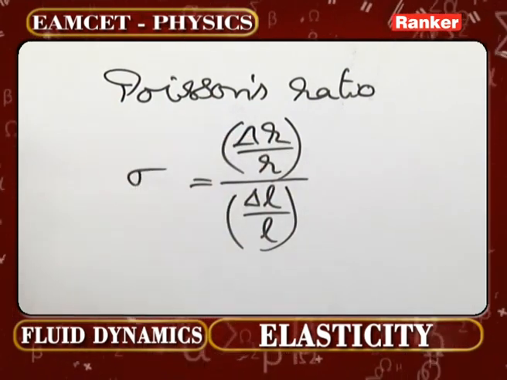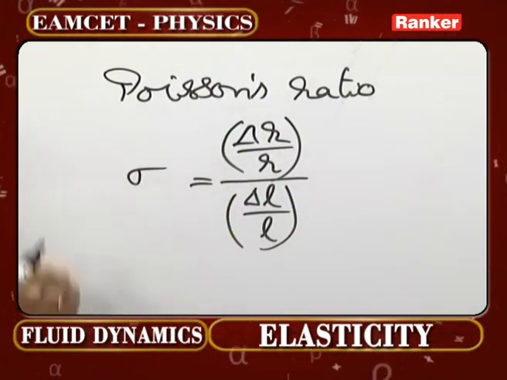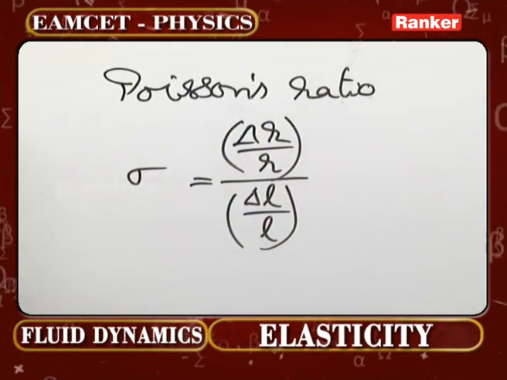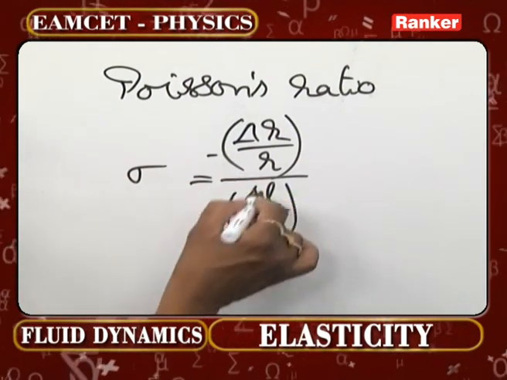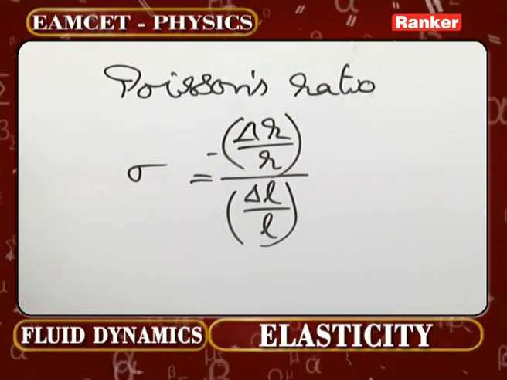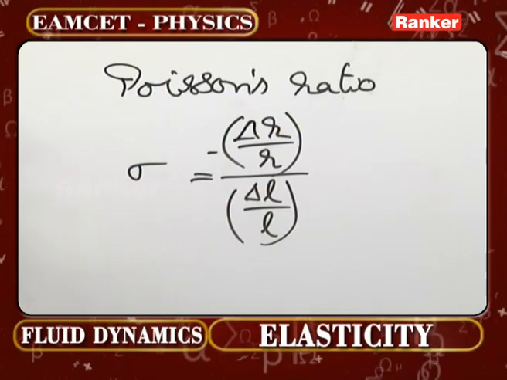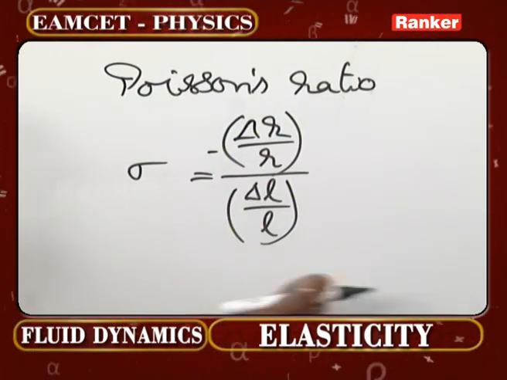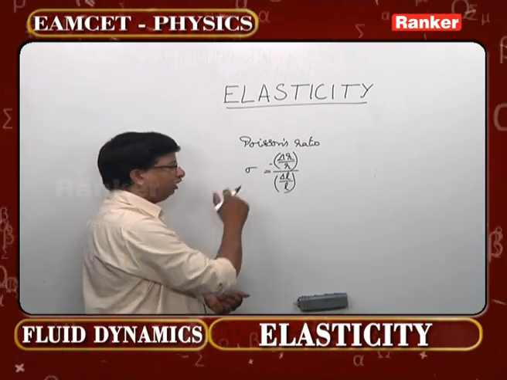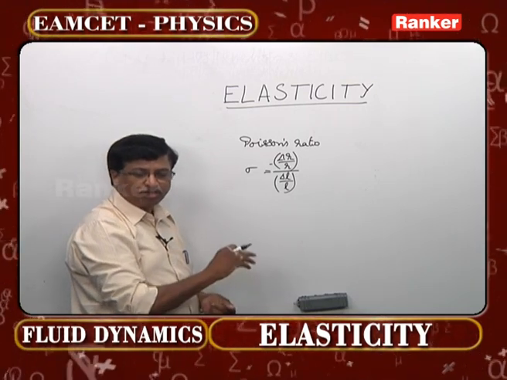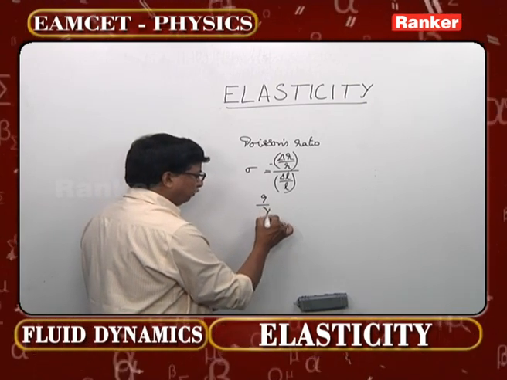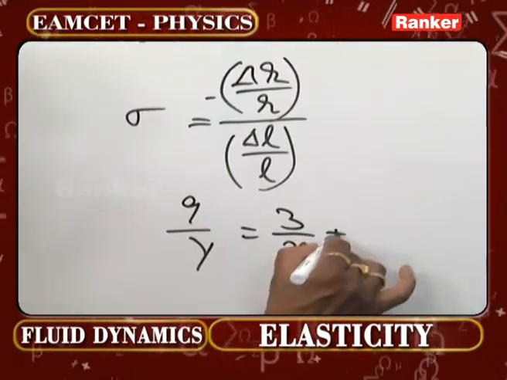All of you should understand what delta R by R is: change in radius by original radius of the cross section of the body. That we call the lateral strain. Since lateral and longitudinal strains vary in opposite ways, we put a negative sign over there. We know pretty well that the values of sigma vary from -1 to 0.5 theoretically, 0 to 0.5 practically, and for metals between 0.2 and 0.4. Likewise, 9 by Y is equal to 3 by n plus 1 by K.